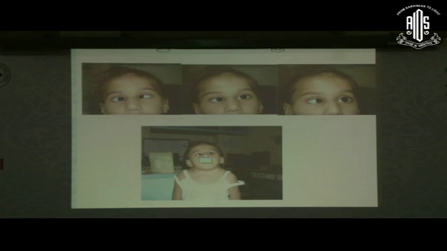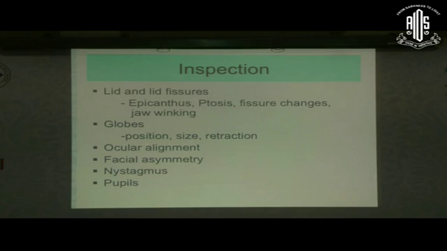What do you see here? What do you see here? Webbing of the neck. That's right. What do you see here? Abduction limitation. This is Duane's retraction syndrome with webbing of the neck. This is Wildervanck syndrome. Okay? All right. So you need to look at them from head to toe.